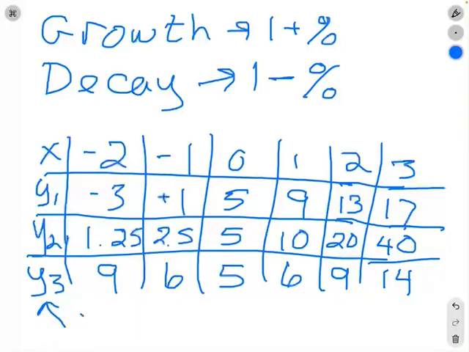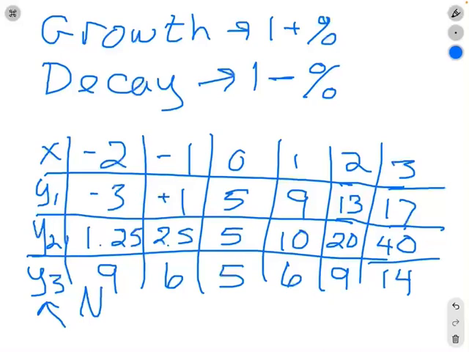That tells you that y3 is neither because it increases and decreases. As we move, you can see it goes down by 3, and then it goes down by 1, and then it goes up by 1, and then it goes up by 3, and then it goes up by 5. Yes? So you can see it's not doing both. It's decreasing and increasing. Doesn't work. Can't be exponential or linear.